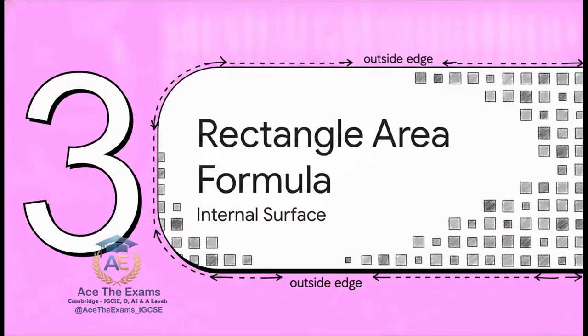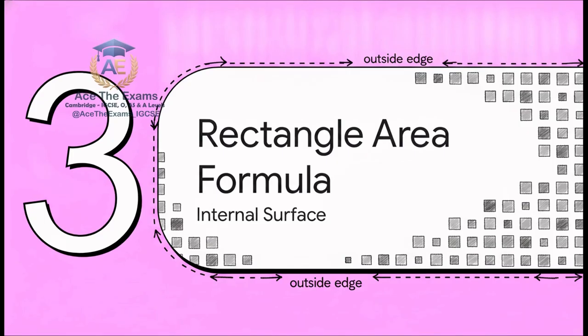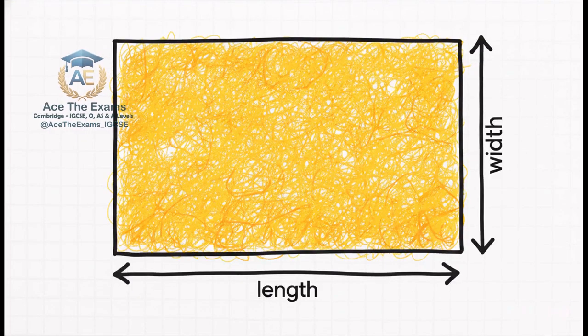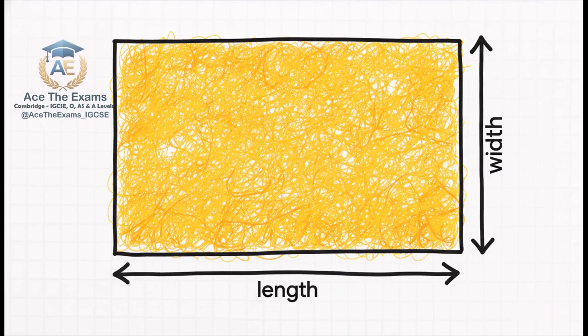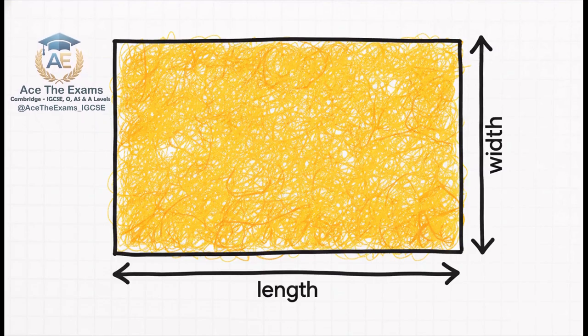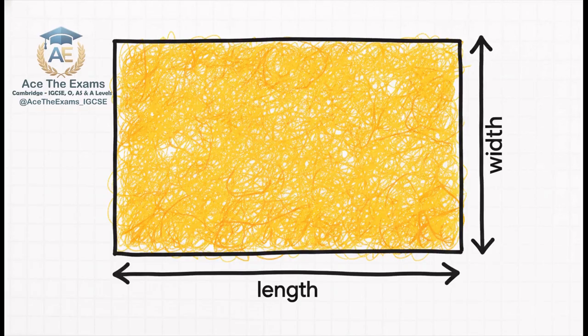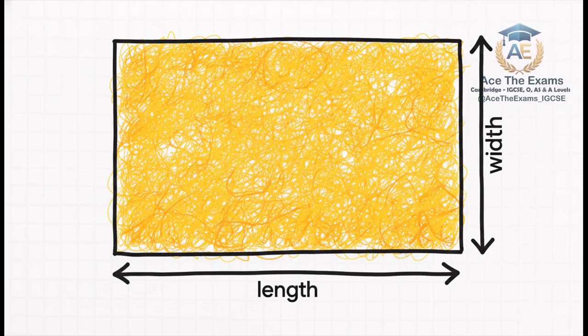Now that we've totally conquered the outside edge, let's shift into Section 3, the rectangle area formula, where we focus on the internal surface area. Here is our simple foundational formula for scoring those area marks. The area, represented by a capital A, of a rectangle is given by A equals LW. That's simply length multiplied by width.